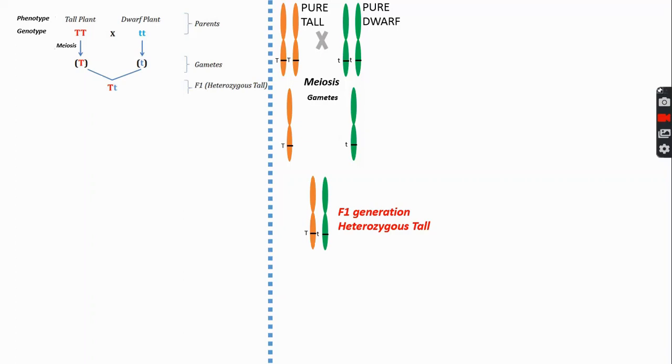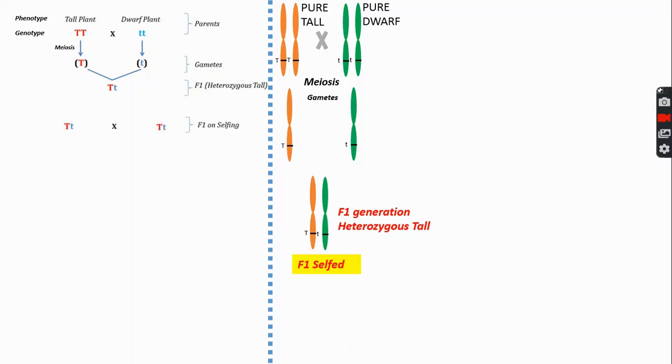Now you can see the F1 generation, it is heterozygous tall. Phenotypically this one is only tall, but genotypically it is heterozygous tall. Here comes the first law of Mendel, that is the law of dominance. We will follow with the statement in the later part of the lecture.